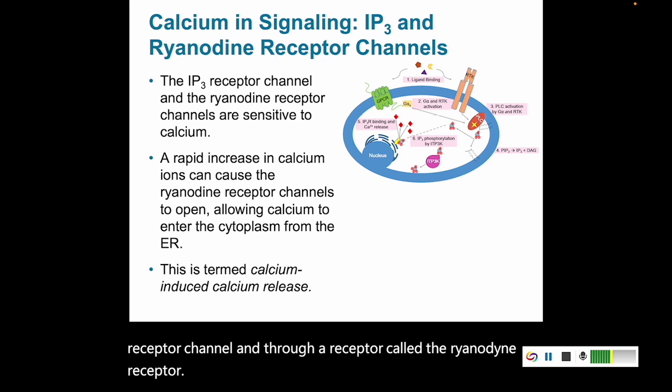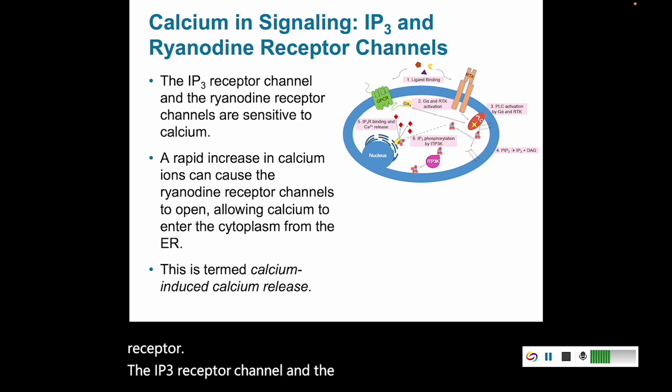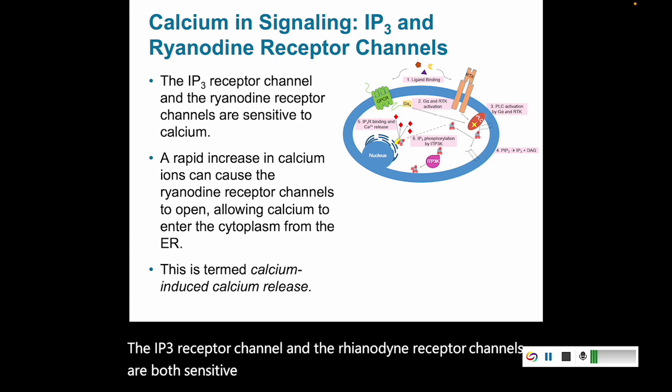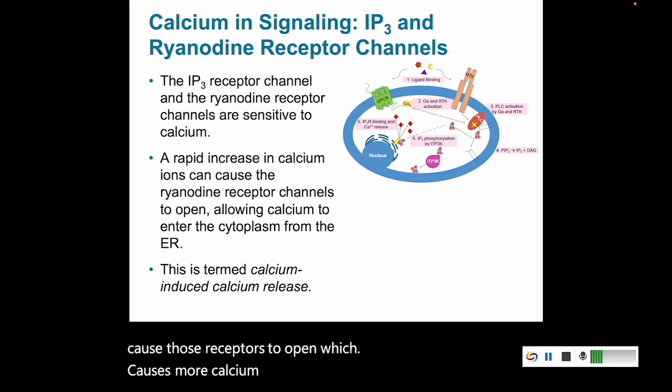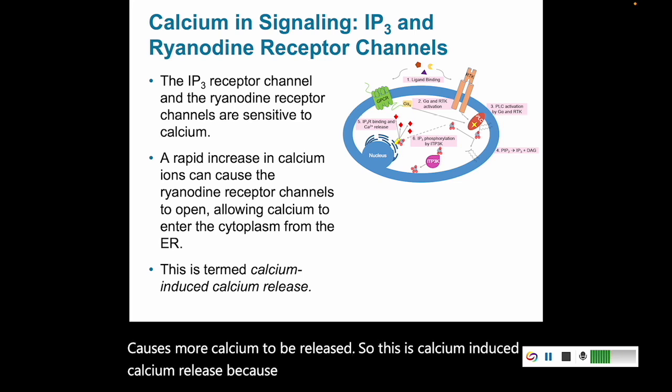The IP3 receptor channel and the ryanodine receptor channels are both sensitive to calcium. So increasing calcium levels will cause those receptors to open, which further causes more calcium to be released. So this is calcium-induced calcium release, because the presence of calcium opens channels that release more calcium.